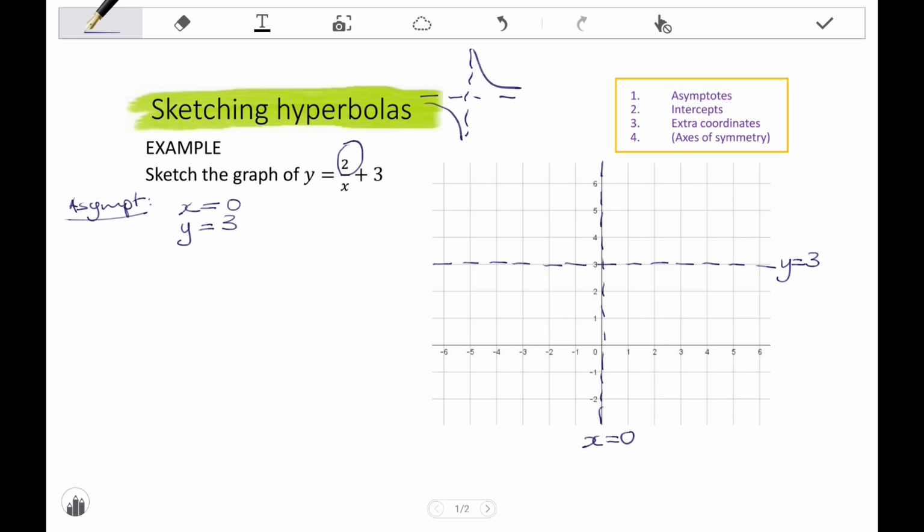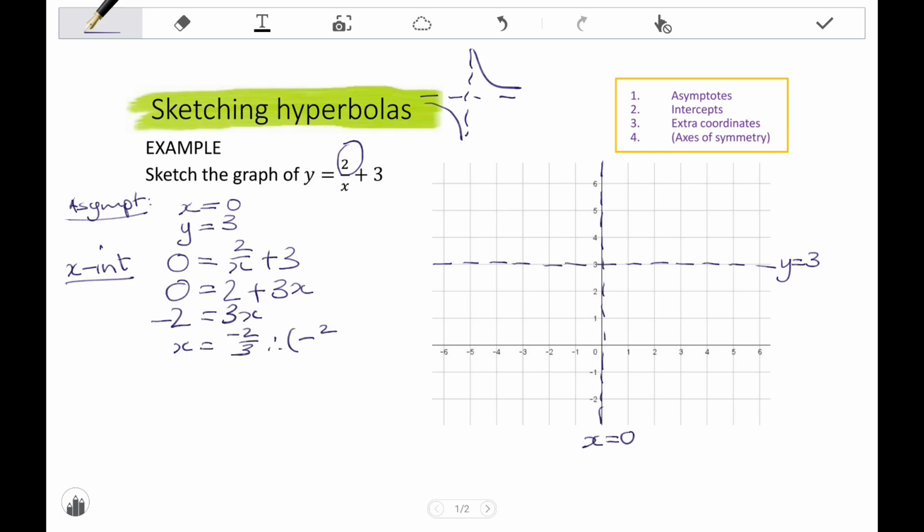Okay, so the next thing we want to sketch is the intercepts with the graph. Now, since the y-axis is an asymptote, I know straight away that I will not have a y-intercept, but I can find the x-intercept. So to find the x-intercept, I'm going to let y equal 0, so I have 0 equals 2 over x plus 3. This is an equation with a fraction, so I'm going to multiply by the denominator. So 0 times x is 0, 2 over x times x is 2, plus 3 times x is 3x. Solving for x, subtract 2, divide by 3, and I have x equals negative 2 over 3.